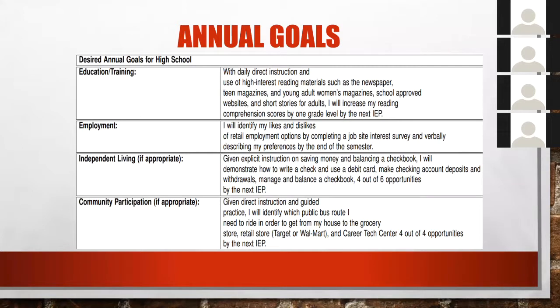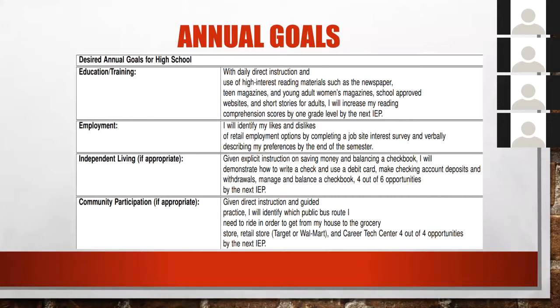So Jodi wants to attend the Career Tech and study that entrepreneurship program. That's her plan. But her reading skills are not where they need to be for her to be able to attend the Career Tech. So that is why the team has decided to choose reading comprehension as an annual transition goal. So sometimes you'll see a connection between the academics and the transition annual goals.